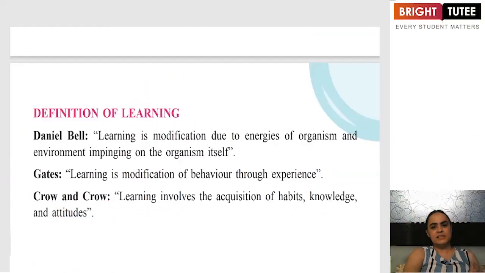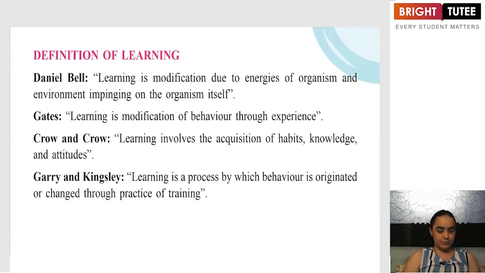Next, let us discuss some of the definitions of learning. Now, as I have been emphasizing repeatedly, we have to learn the definitions and the psychologists who have given those definitions by heart, very accurately, very precisely. So, the first definition of learning is given by Daniel Bell. According to him, learning is modification due to energies of organisms and environment impinging on the organism itself.